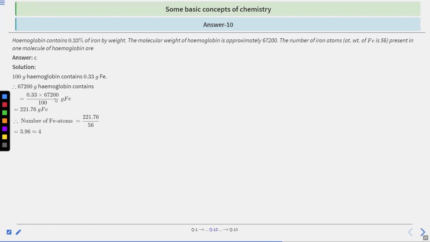Okay, so the correct option will be C. How? 100 gram hemoglobin contains 0.33 gram of iron, that is given in the question. Therefore, 67,200 gram hemoglobin will contain this much gram of iron, that is 0.33 multiplied by 67,200, divided by 100. So it is coming out as 221.76 gram of iron. Therefore, the number of iron atoms will be this weight of iron divided by its atomic mass, and it is approximately equal to 4. Hence, option C will be the correct answer.